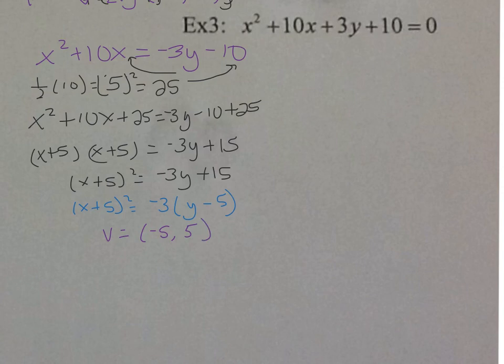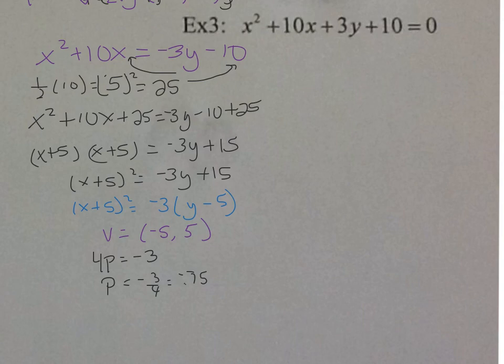Now, this number here is my 4p. So I have here 4p is equal to negative 3. Yes, I'm going to get another fraction. So p, when I divide both sides by 4, is negative 3/4, or if you want to write it as negative 0.75 because you're more comfortable with that, you can.